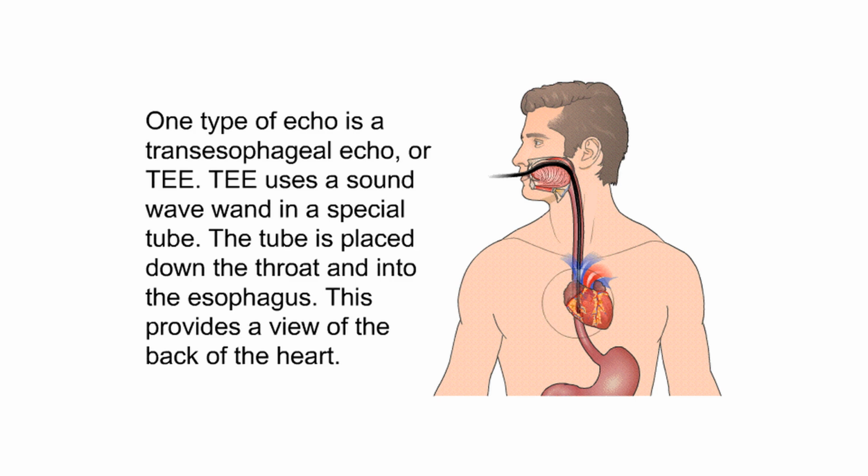One type of echo is a transesophageal echo, or TEE. TEE uses a sound wave wand and a special tube. The tube is placed down the throat and into the esophagus. This provides a view of the back of the heart.